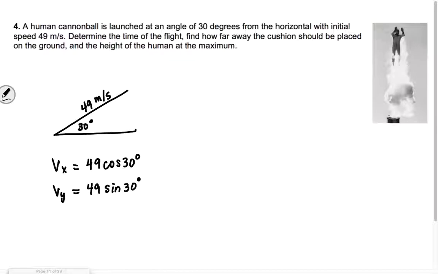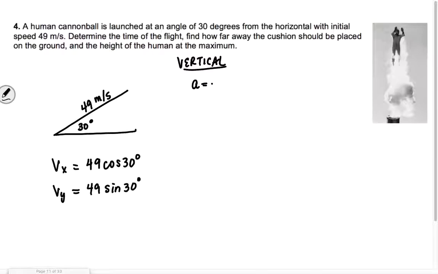So it says determine the time of the flight and how far away the cushion should be placed on the ground and the height of the human at the maximum. Okay, so let's see. I think we want both our x and y equations, right? So let's go with our vertical first.